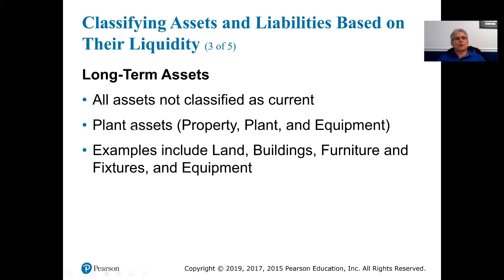The examples are plant assets. Examples include land, buildings, furniture, fixtures, and equipment. Now they're listing it here as long-term assets, which is technically correct, but I think you need to get used to seeing it as non-current assets.